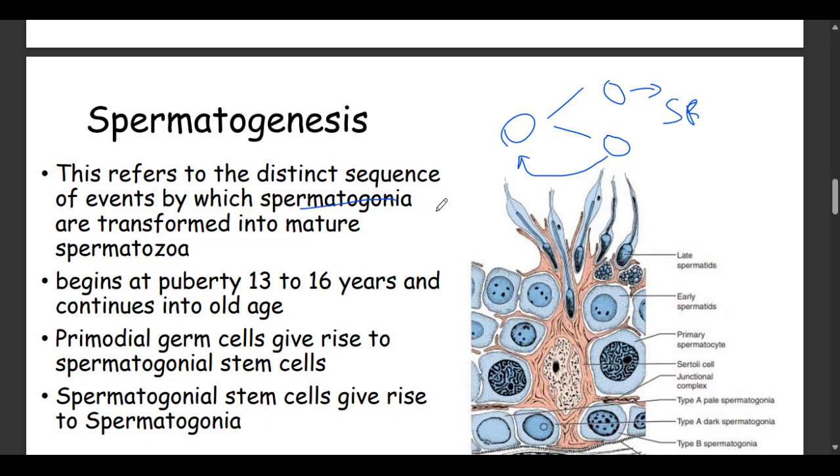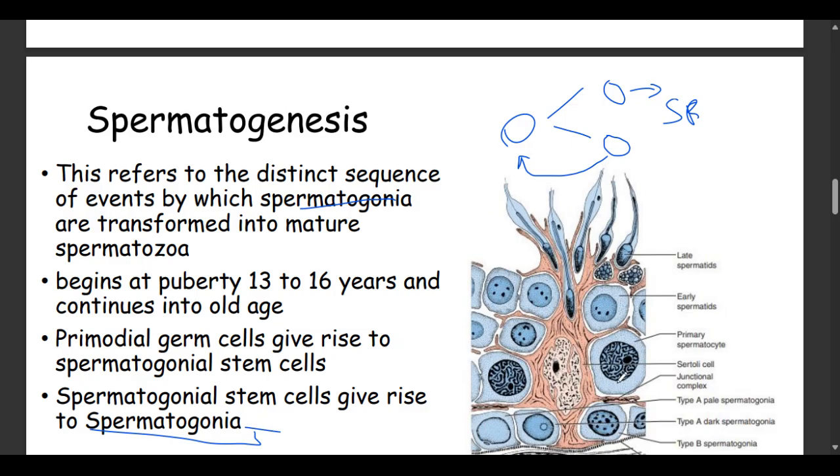Once the spermatogonia are produced, the processes from the spermatogonia to the production of the full mature spermatozoa are called spermatogenesis. This begins at puberty, from age 13 to 16, and continues until old age in a man. Primordial germ cells give rise to spermatogonial stem cells, and spermatogonial stem cells give rise to spermatogonia that now undergo spermatogenesis.